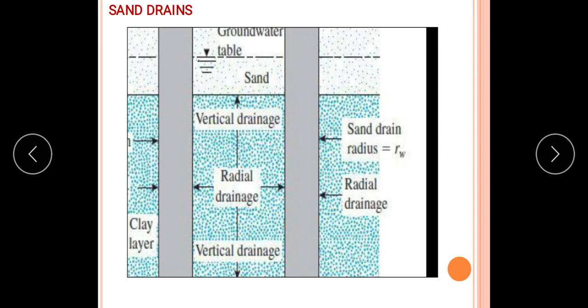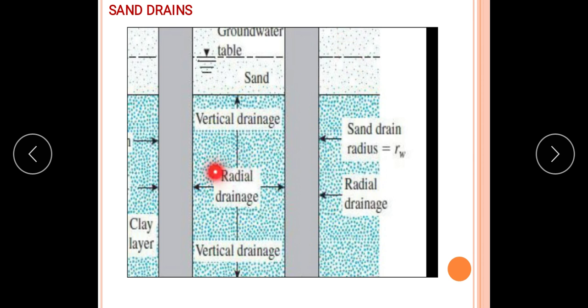If you see in the figure, this is a sand drain. This is a sand column that has been installed, maybe by the rotary drilling method. Then we can fill the sand here. Sand is a highly permeable layer. So when we apply the load onto the soil layer, the water starts squeezing out in all directions, in the vertical direction and maybe in the horizontal direction. At the top we are providing a horizontal sand layer.